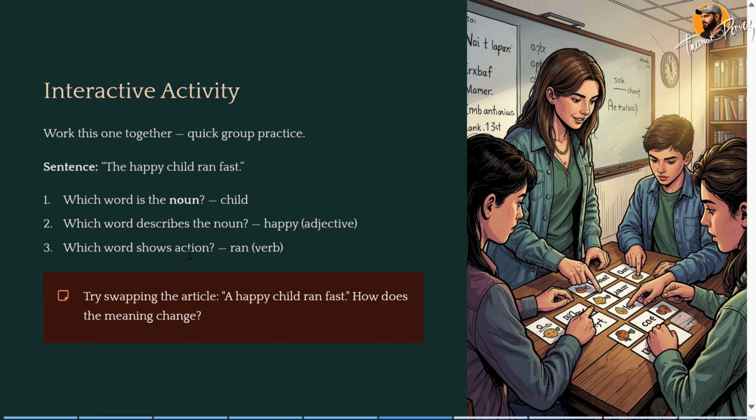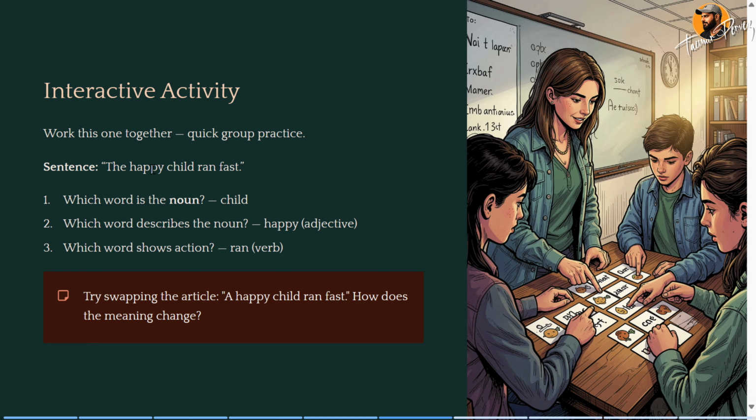Which word shows action? So इन तीनों questions का आपको जवाब देना है while looking at this sentence. Let's look at the answers. Which word is the noun? Child is the noun because we are talking about a person here. Which word describes the noun? Happy. The happy child ran fast.